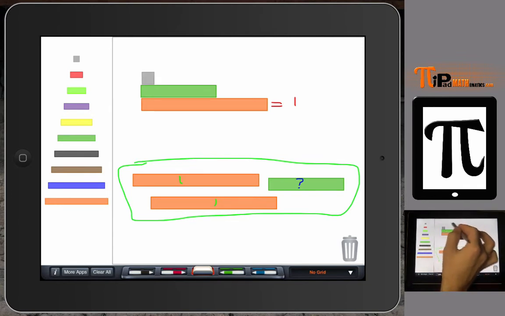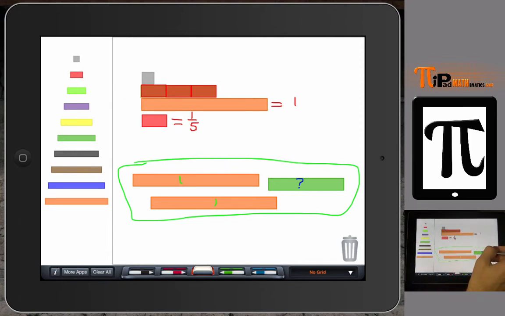You can use the white rods, but I'm going to prefer to use the larger rods because that's going to establish a more simplified fraction at the end. Well, we have this red rod, which we know goes into the orange rod 5 times. So this red rod equals 1/5 of our whole. And we can see that 3 of these red rods make up our dark green rod. So our dark green rod is going to equal 3/5.